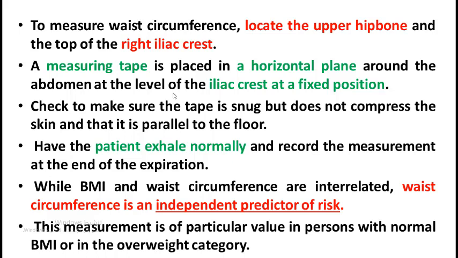To measure waist circumference, locate the upper hip bone on the top of the right iliac crest. A measuring tape is placed in a horizontal plane around the abdomen at the level of the iliac crest at a fixed position. Check to make sure the tape is snug but doesn't compress the skin and that it is parallel to the floor.